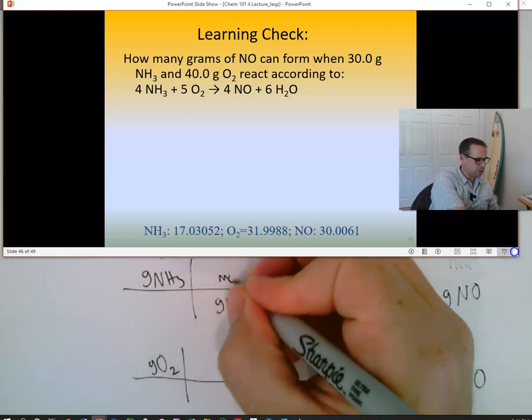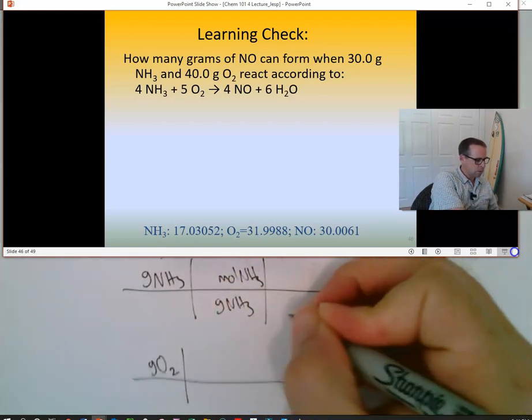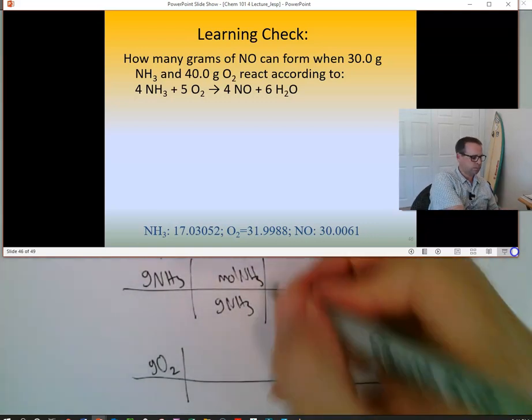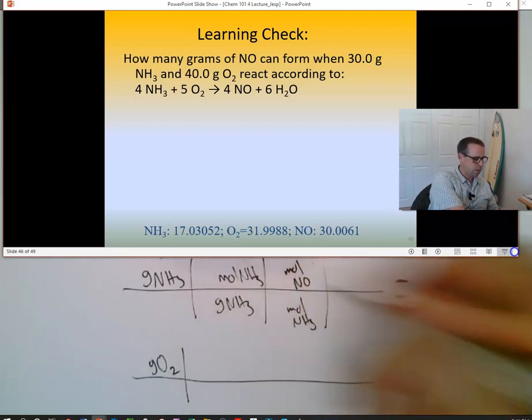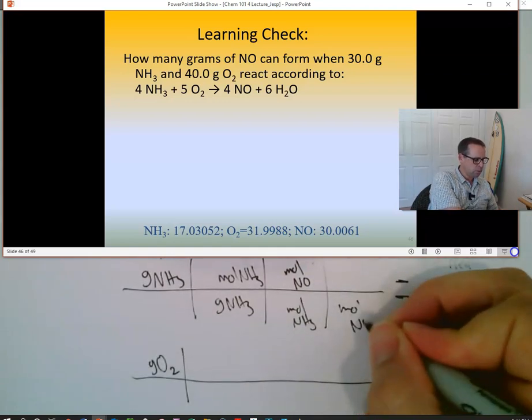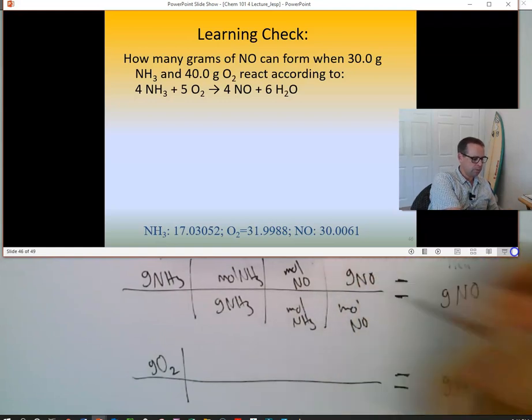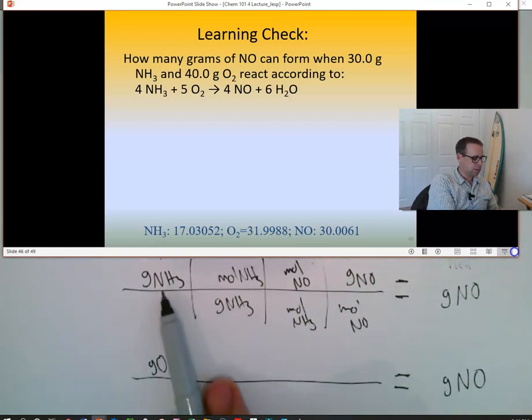Moles of NH3 to moles of NO. Moles of NO to grams of NO. Very good. Want to help me fill in these numbers?